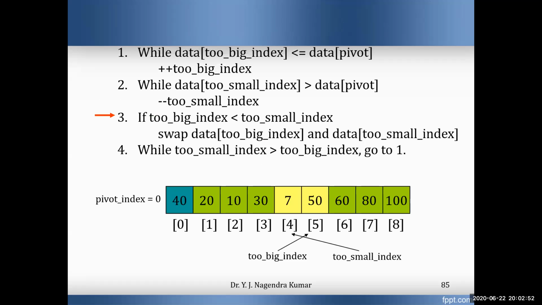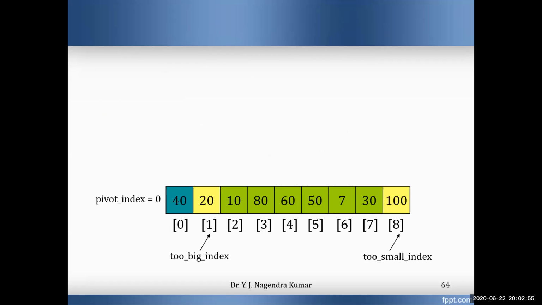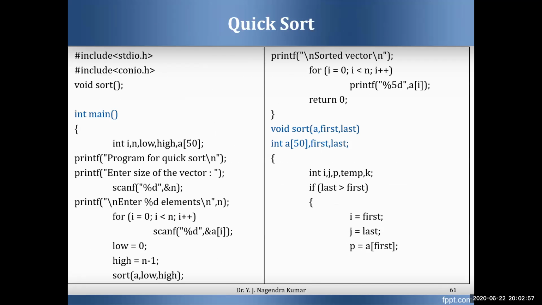Now when it comes to the programming part, quicksort programming part. Now we have to declare two header files, standard input output and conio.h. And here we are using one method, sort. So this is called what? Function declaration. Now in the main function, declare some variables i, n, low, high, a of 50. The maximum size of the array is 50.